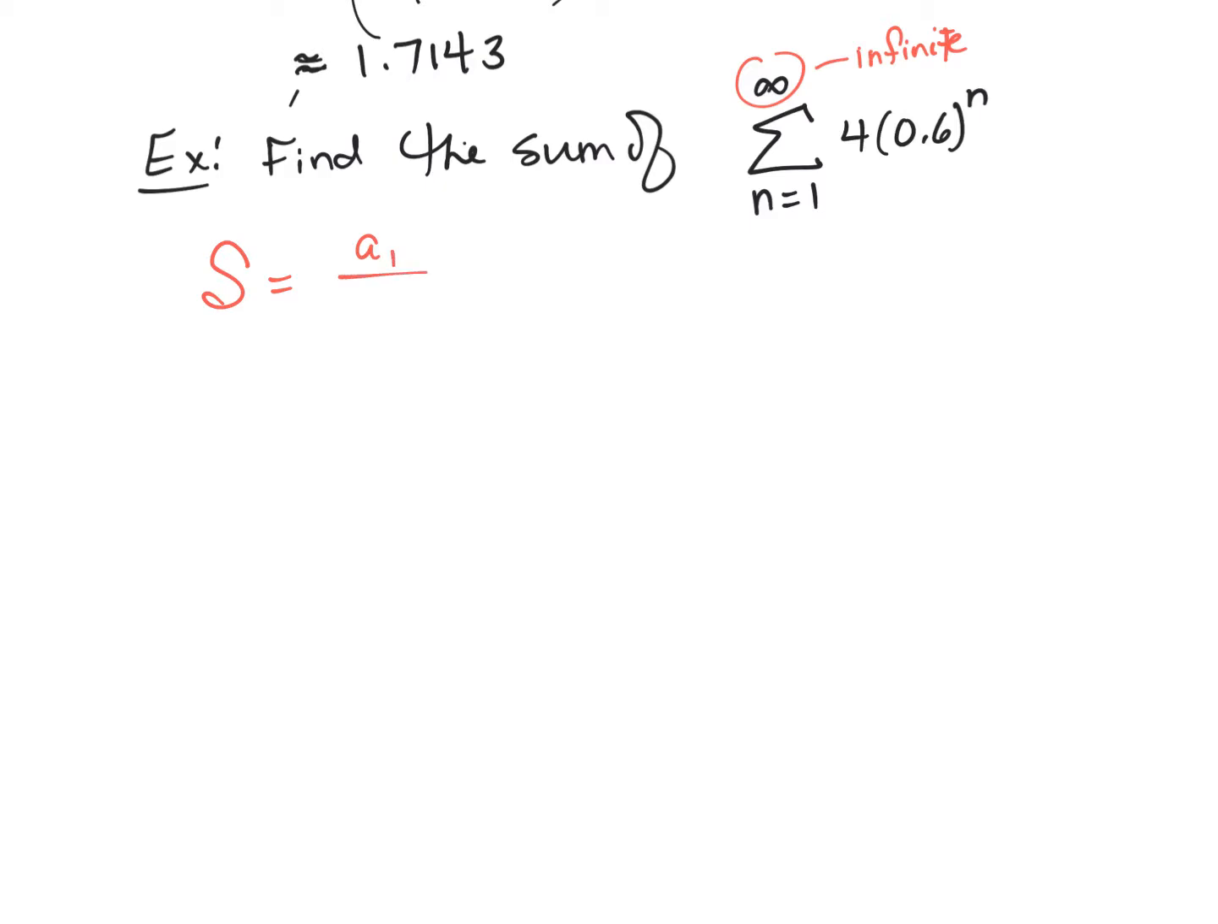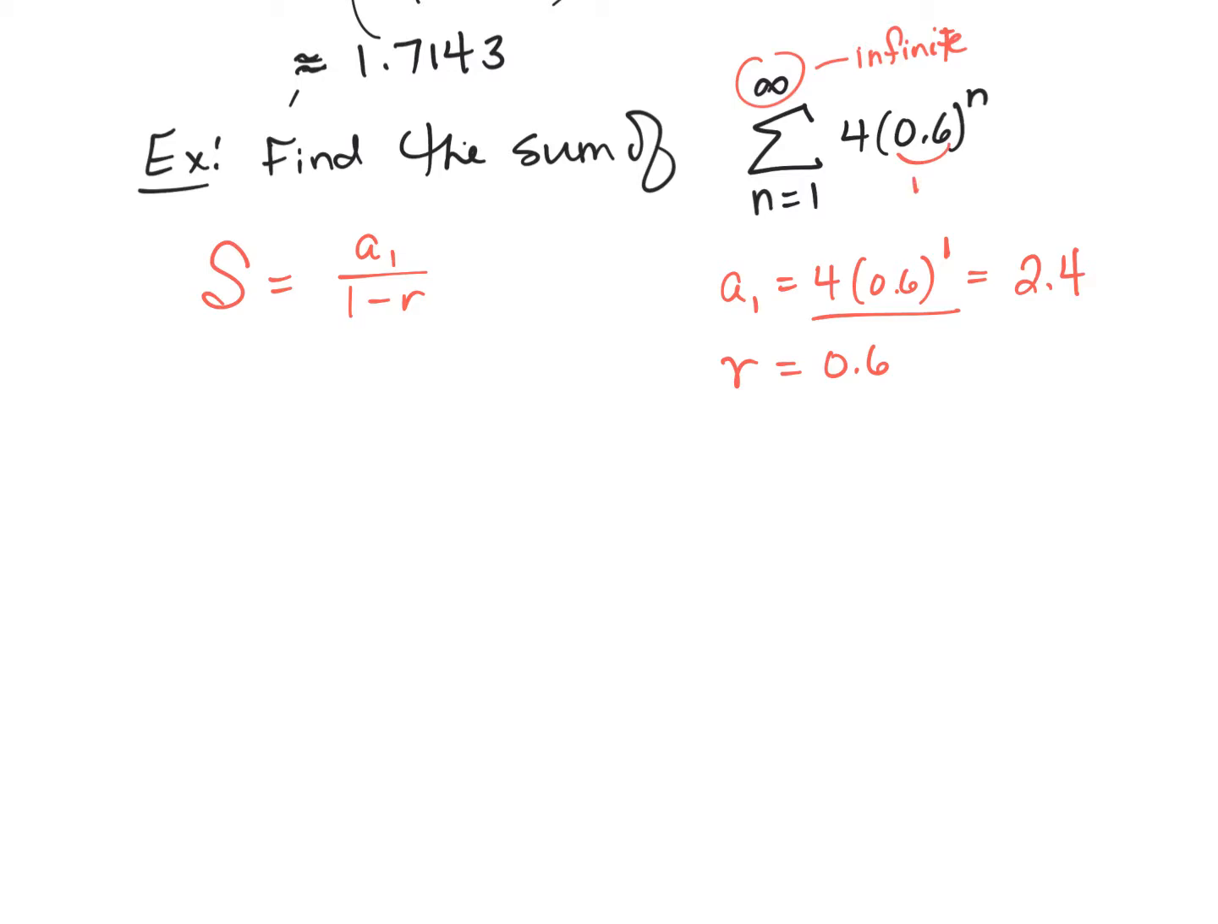A sub 1 over 1 minus R, correct? So now what do we need to find? A sub 1, we don't need n this time, do we? As a matter of fact, we don't have an n because we don't have a place to stop. So we need a sub 1, 4 times 0.6 to the first, which is going to be what? And we need R. What's R going to be in this, guys?